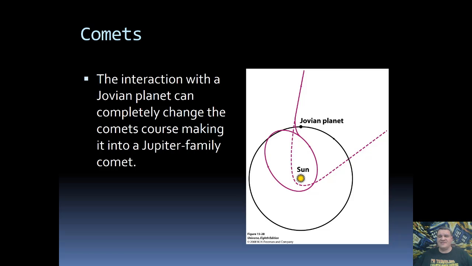However, on one of these passes coming in closer to the Sun, they likely had a gravitational encounter with a Jovian planet that tweaked its orbit, so now it is much smaller. So this is why we refer to these as Jupiter family comets.